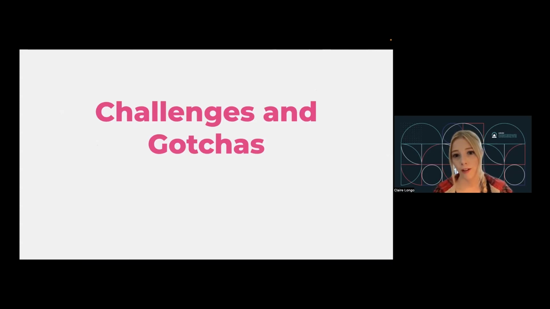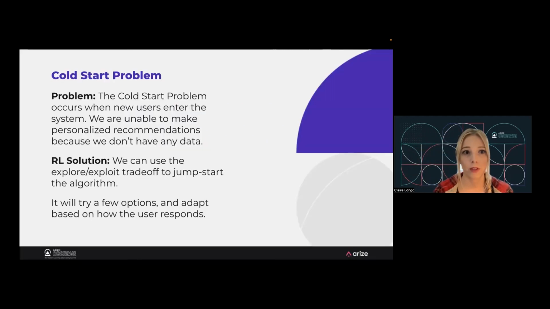So moving into challenges and gotchas, potential pitfalls of recommender systems and how using reinforcement learning can offer some alternatives. The first problem is the cold start problem. This exists in almost every recommender system use case. This happens when our users are new to the system or new to us, and we just don't have much data on them to make a personalized recommendation.